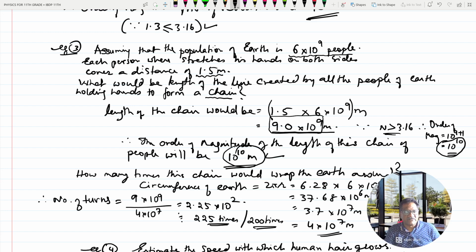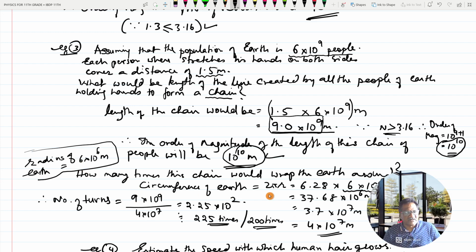So the radius of the earth can be taken as 6 into 10 raised to 6 meter. This information I can give you. This information is also given. Now with this information, I can find out the circumference of the earth.